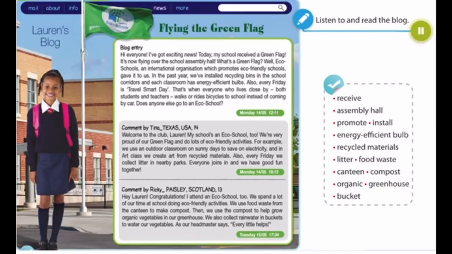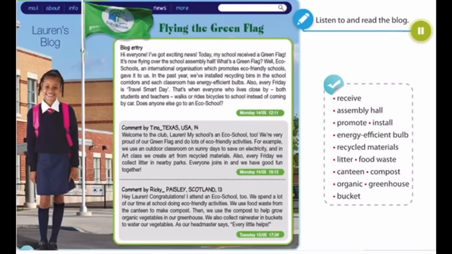For example, we use an outdoor classroom on sunny days to save on electricity. And in art class, we create art from recycled materials. Also, every Friday we collect litter in nearby parks. Everyone joins in and we have good fun together. Monday, 14th of the 5th, 19:13.